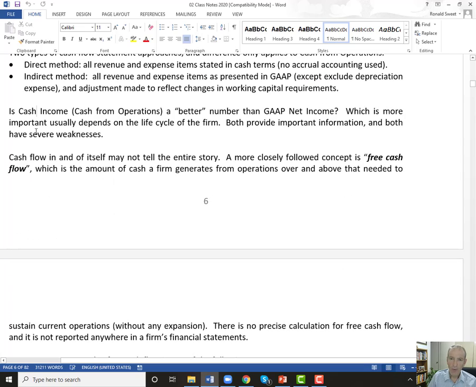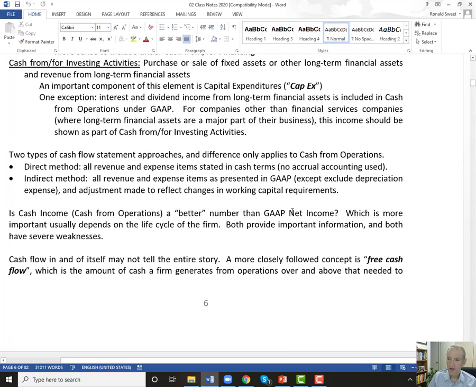So what is better, cash from operations or GAAP net income? And the answer is they both have their strengths, they both have their weaknesses. The strength of cash from operations is that cash is cash. There's no management accruals, there's no accounts receivable, there's no accounts payable. So cash is cash. The problem with GAAP net income is you do have accruals, which involves a lot of management estimates and assumptions, and because of that, it can be manipulated.